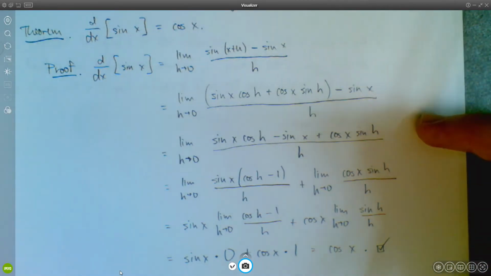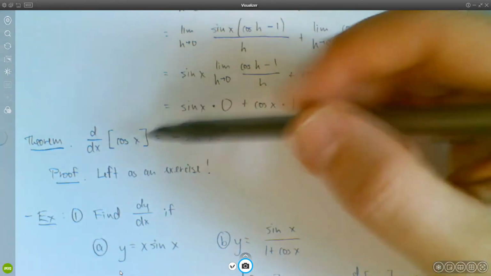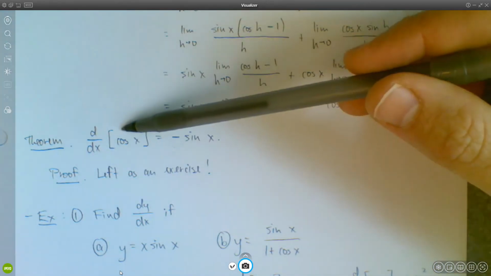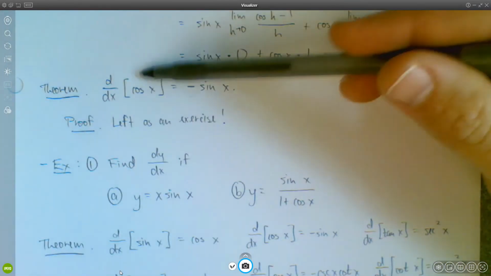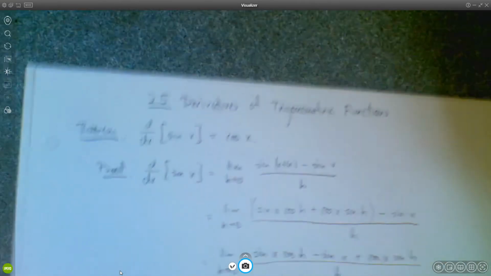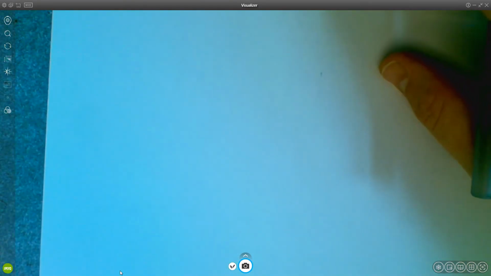So with that in mind, it's probably not surprising to know that the derivative of cosine is sine, except that here we have a negative sign, right? So be careful. The derivative of sine is cosine, but the derivative of cosine is negative sine. And I'm not going to prove that one to you. It's left as an exercise for you to prove it if you want. But let me give you some examples of this in action.